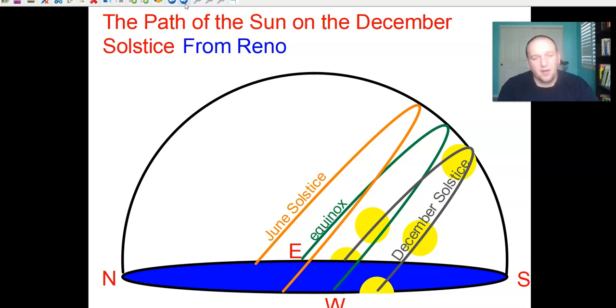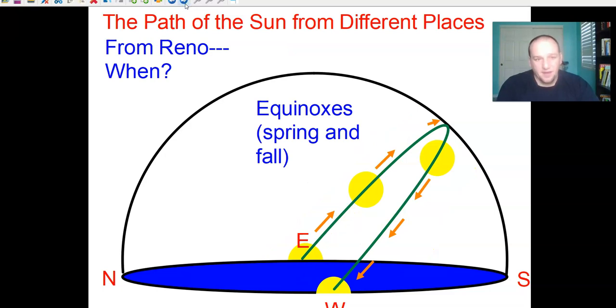And we're going to talk about all 3 of these positions, what happens to the sun on the solstice, June or December, and what happens on the equinoxes. But we're going to start with the equinoxes. So let's begin here. Once again, here's the sun's path on the equinox from Reno, either equinox, spring or fall.